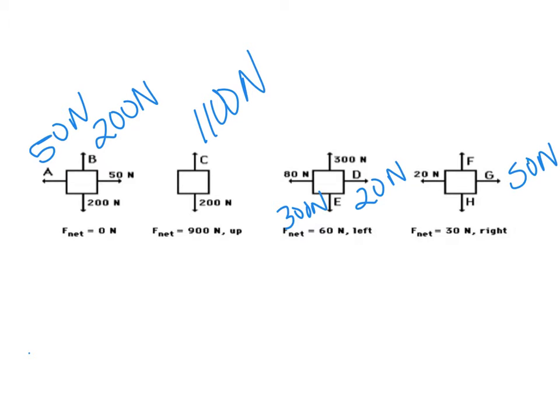Now we actually don't have enough information to label F and H, but we do know that F and H need to be the same number. Right? They need to be equal and opposite. So F could be 50, H is 50. F could be 1,000, H could be 1,000. They just have to be the same. But in this case, we don't have enough to actually give them a true value.